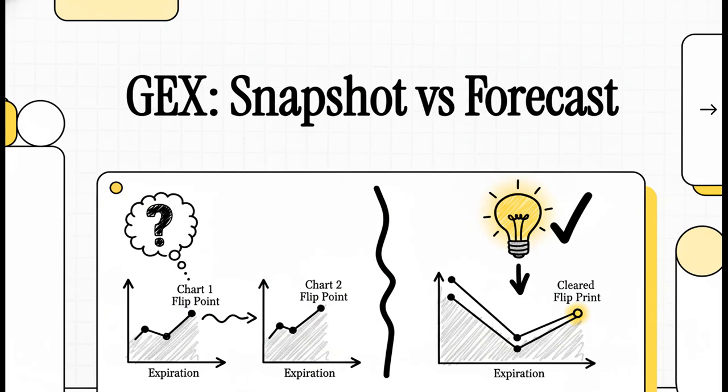All right, so if you're a trader who uses gamma exposure, let me ask you something. Have you ever been staring at your screen, looked at two charts for the exact same expiration, and seen two completely different flip point values? It's super confusing, right? Well, it's a really common thing, and today we're going to clear this up once and for all. So let's just dive right in.